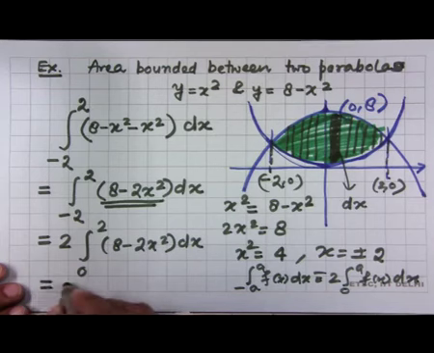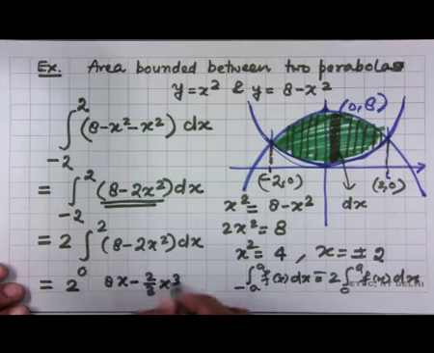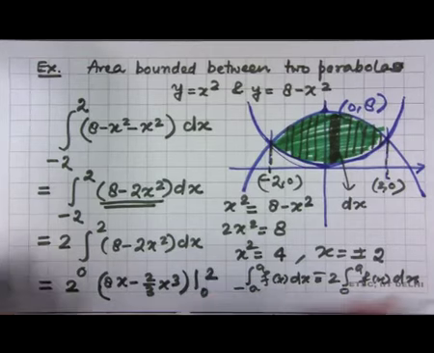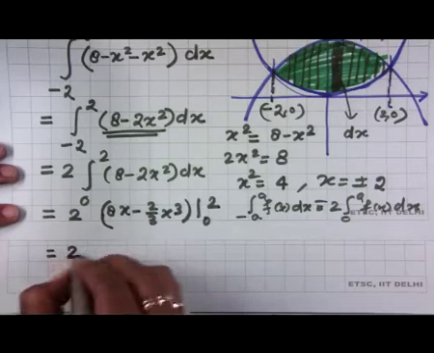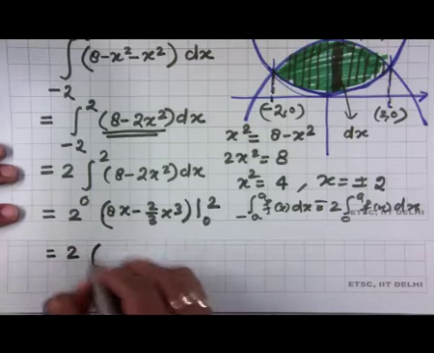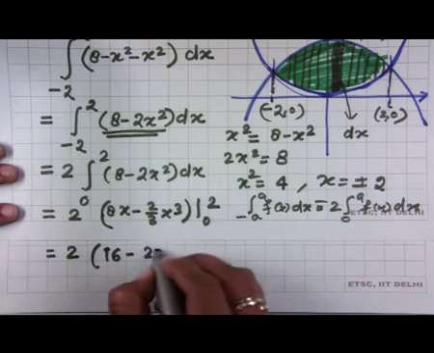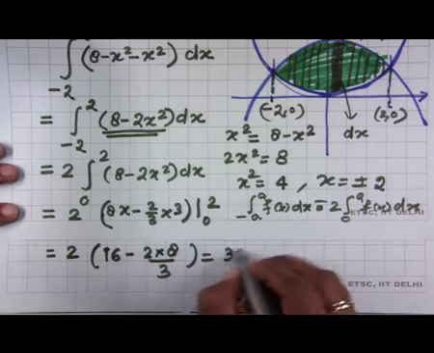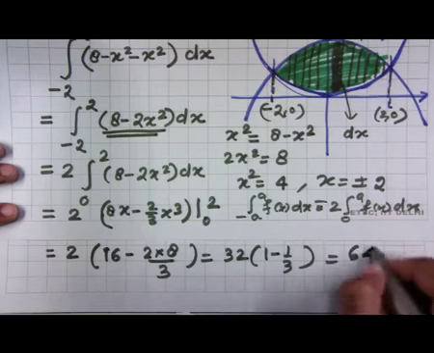This is equal to 2 times 8x minus 2 by 3 x cube from 0 to 2. So we get this value of the required area is 2 times 16 minus 64 by 3.